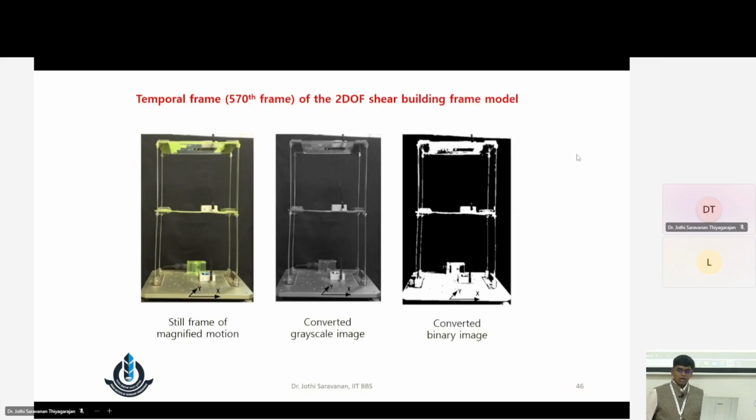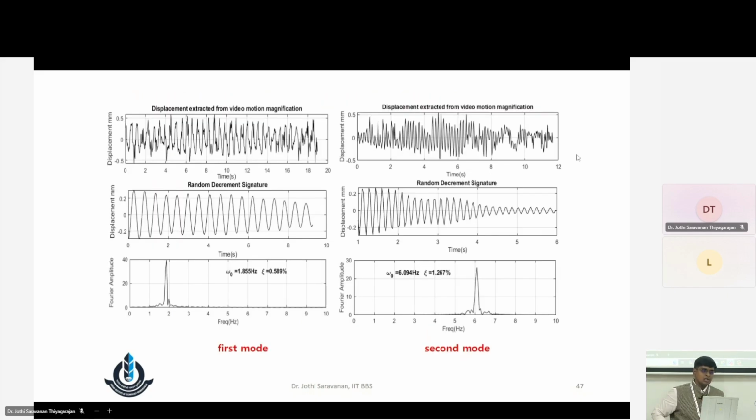So now I'm just trying to do the same procedure which we explained. I'm just showing you for one frame. This is the 570th frame. I think this is the last frame I had in my video. So I'm just converting into grayscale and then into a binary image. This is the displacement response which has been extracted from the video measurement.